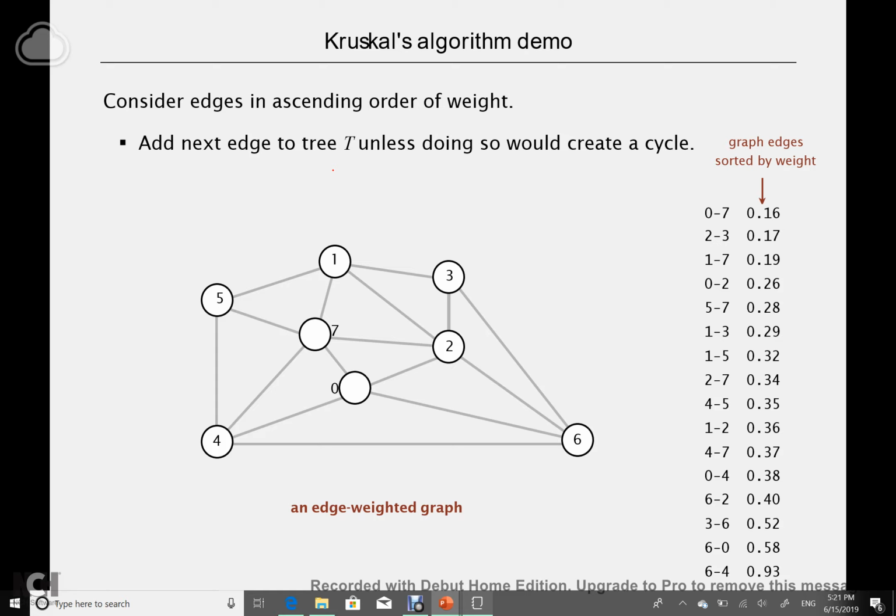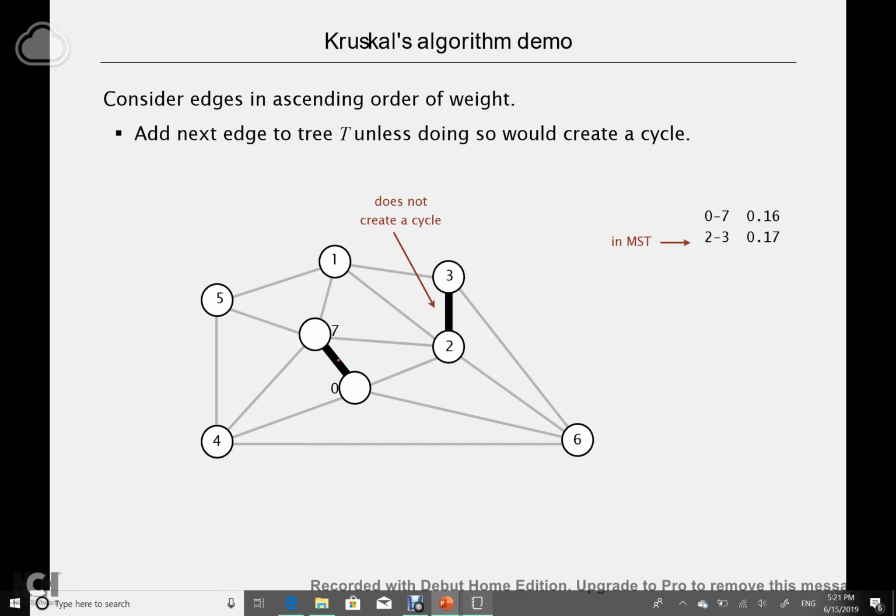Now there is another, the second greedy minimum spanning tree algorithm. Its name is Kruskal. The idea of this Kruskal algorithm is to grow the tree by connecting components. So you grow the tree from the edges' perspective. Consider edges in ascending order of weight, right? So you sort them, and add the next edge to the tree, unless doing so would create a cycle. So for example, you select 0-7, and then you select the next one, 2-3. In this case, you connect different isolated components, make a connected one, and then you continue.